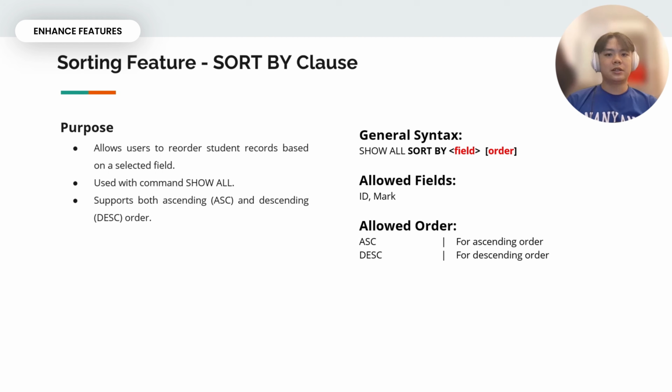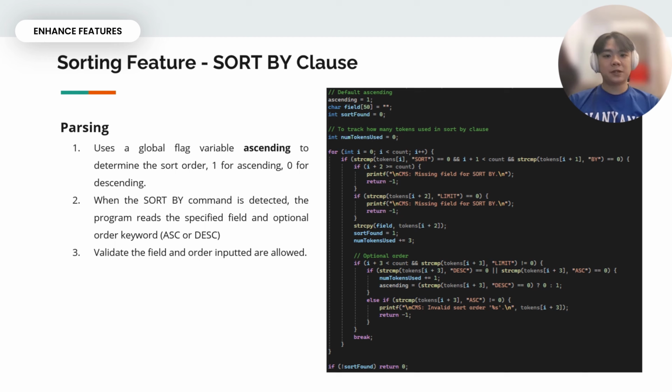The sort by clause lets users reorder records based on a chosen field and their preferred sort order. If no sort order has been specified, ascending will be set as the default. The general syntax is sort by field order. This feature first searches for the sort by clause and extracts the relevant values. After that, it validates the values to ensure the command is correct before proceeding.